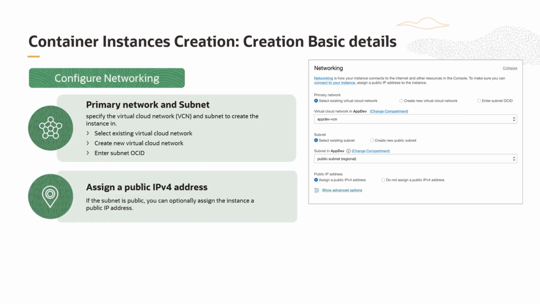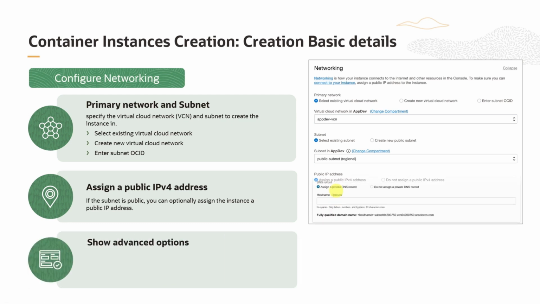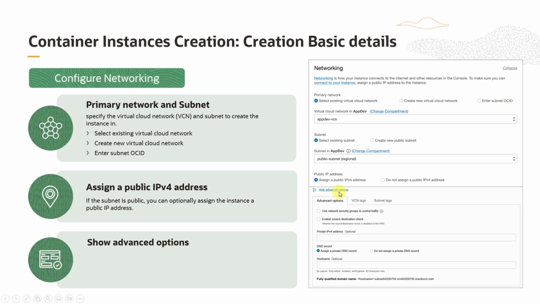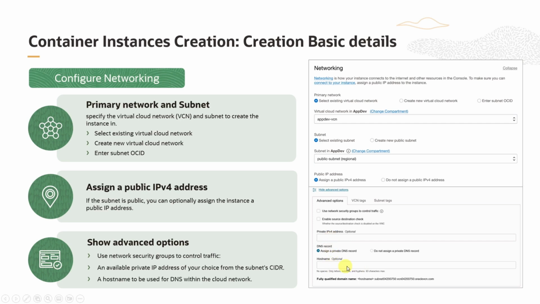You also have the option to assign a public IPv4 address to the instance. This is useful if the subnet is public, as it allows the instance to be accessible from the internet. Additionally, you can access advanced options by clicking Show Advanced Options. Here, you can configure settings such as using network security groups to control traffic, specifying a private IPv4 address, assigning a DNS, and setting a hostname for DNS within the cloud network.